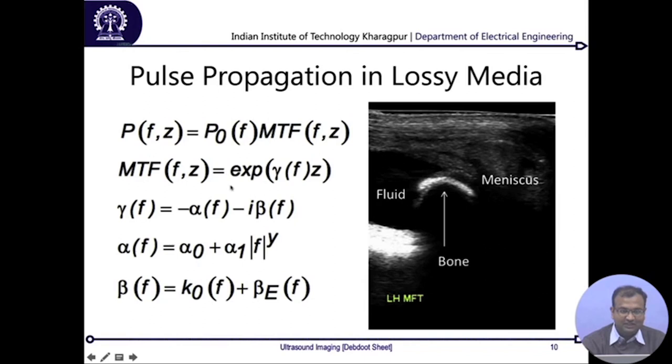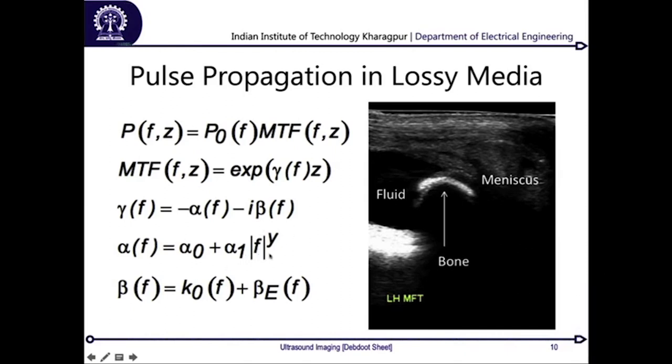Now that gets defined something like this, that this MTF is basically e to the power of the factor gamma f times the distance from the transducer, and gamma f is again a complex quantity which is minus alpha f minus i times beta f. Alpha f is again dependent on a constant factor alpha naught, which is a property of this mass of tissue it is going through. So different tissues have different alpha naughts, and alpha 1 is also dependent over here, times frequency raised to the power of y.